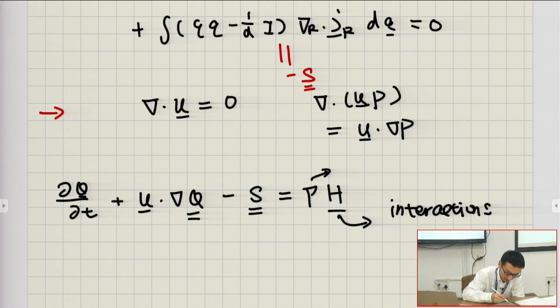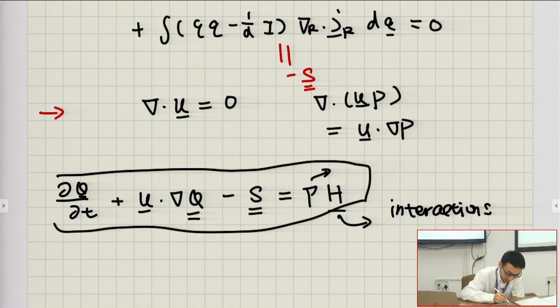Which we'll describe in a moment. But the point is, hopefully now you see where you get these terms. This is advection due to the flow. This is the orientational degrees of freedom when you're doing the integration. And this is the additional interactions, the nematic interactions that we're going to look at. So that is the equation for nematics. And that is it.